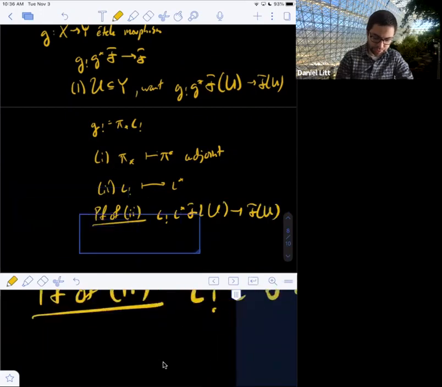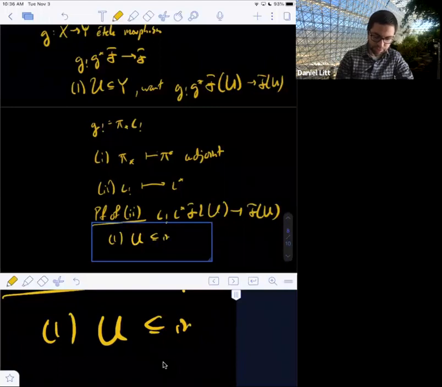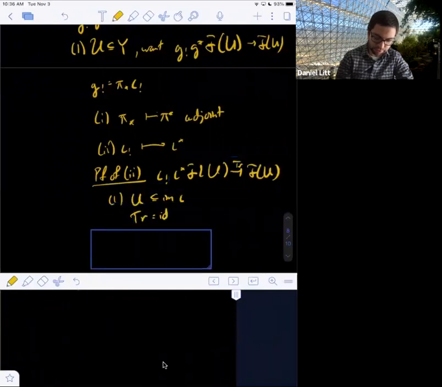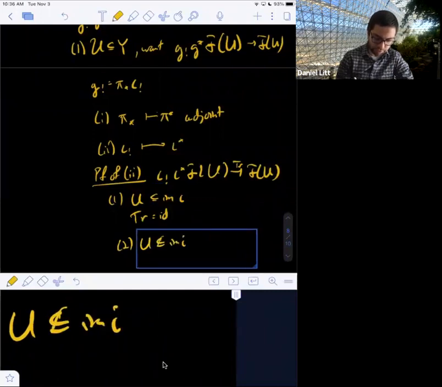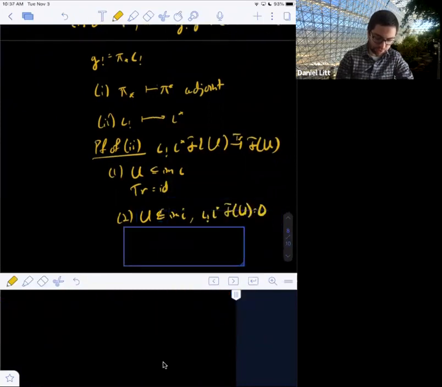And there are two cases. Case one is that U is contained in the image of iota. In this case, we can just take the map to be the identity. So this is trace. In the other case, if U is not contained in the image of iota, then this group, iota lower shriek of iota upper star F of U, is just 0. So we can take the trace map just to be the 0 map.